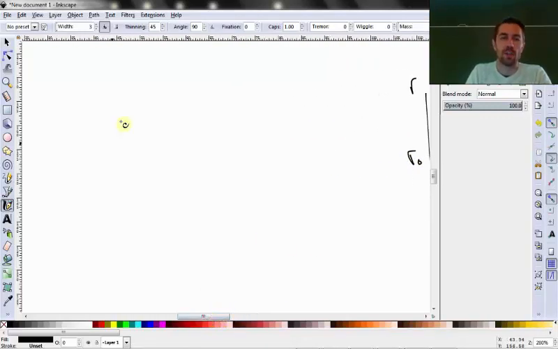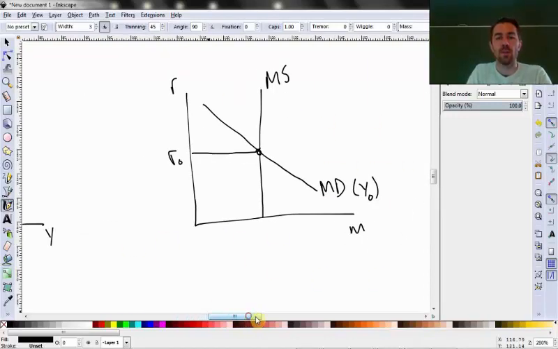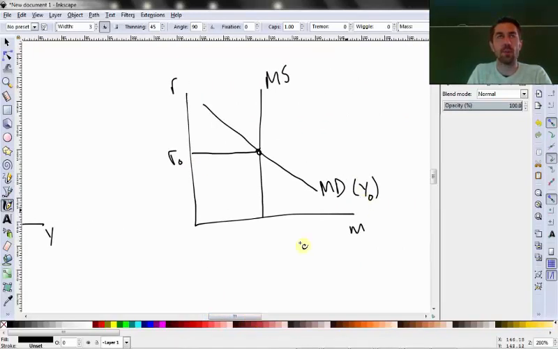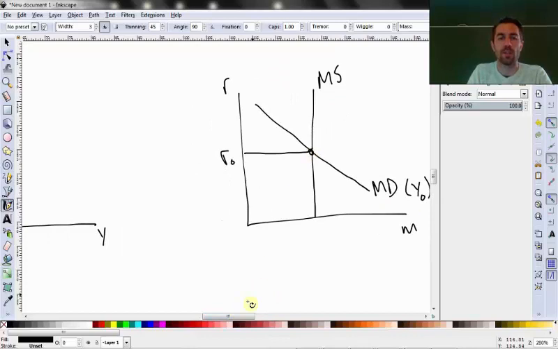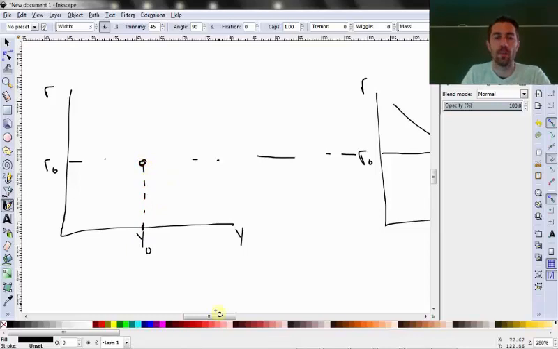So if we now, and I'm plotting it over here, you'll see why just now, want to plot a relationship between interest rates and output, the relationship that arises out of the money market, we have some interest rate R0 and some output level Y0 corresponding with this equilibrium interest rate. So if I plot my interest rate R0, I have some level of output, call it Y0, and that's my first initial equilibrium point.